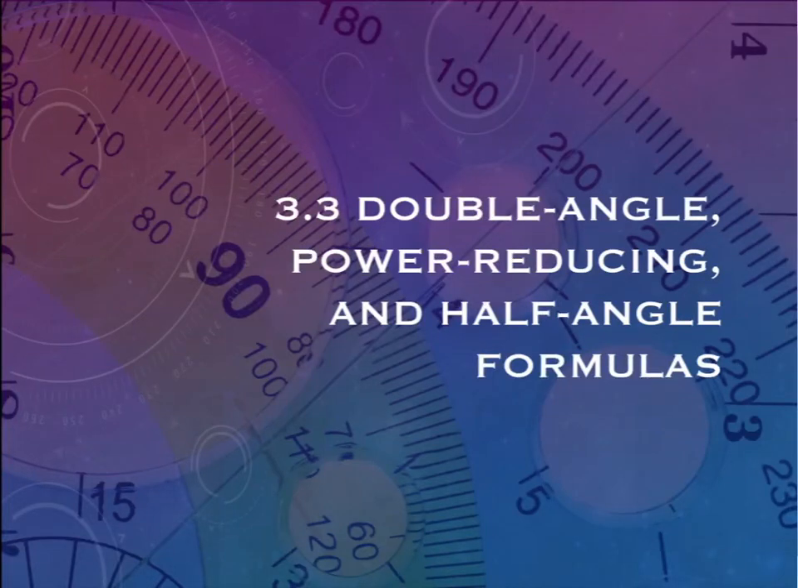Section 3.3, we're going to take a look at three different groupings of identities. One of them is called double angles. That's the one we're going to start with. The second one is power reducing. And the third one is half angle formulas.